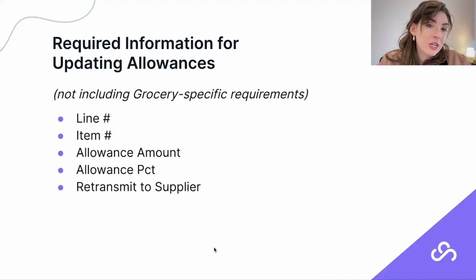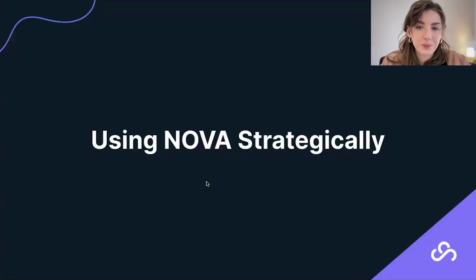And here's some of the information that is required for updating allowances. I will call out, this does not include the grocery specific requirements. If that is you, just read the template. It's pretty cut and dry to understand what is required from grocery specific suppliers. So you just need your item number, your line number, your allowance amount, the allowance percentage, and then transmit to supplier. So that's the information that you need there.